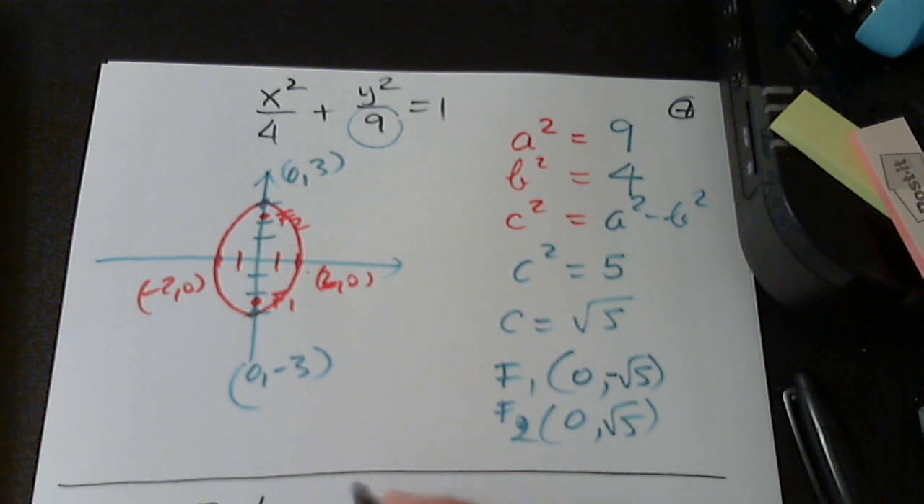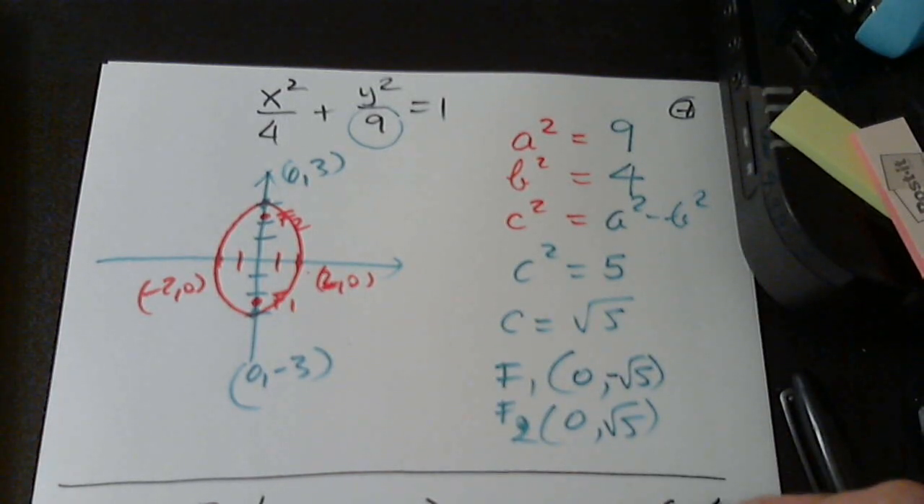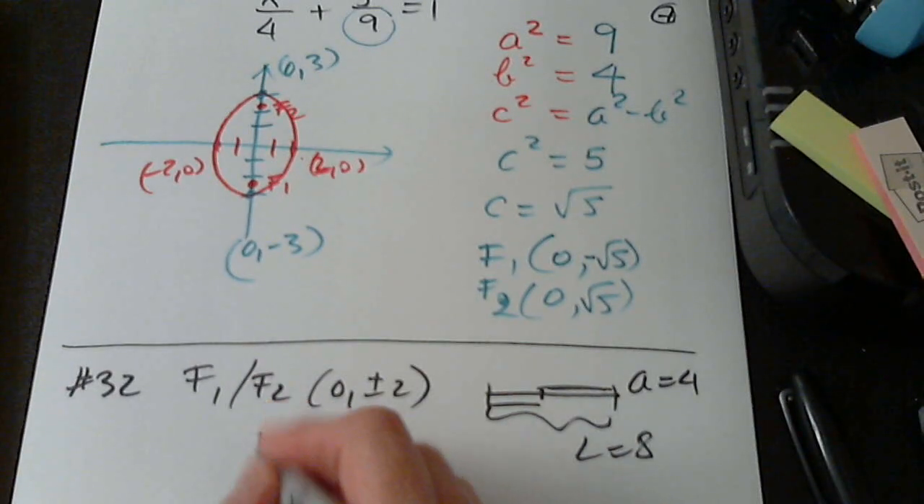F1 and F2 at (0, ±2), and the length of the major axis is 8. The moment I am told, regardless of how it looks, that this is the major axis and that the length is 8, I know that A is 4.